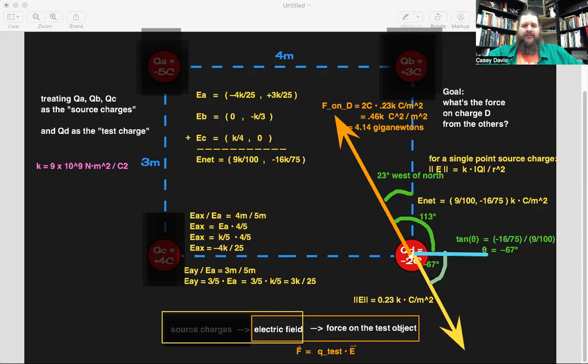Then once you know that, you can ignore the source charges and say the electric field itself creates a force on the test object. And again, what's really happening is all these charges are exerting forces on each other. But adding this extra step of the electric field, as the thing created by the source charges and also the thing creating a force on the test object, makes it so that we don't have to worry about the source charges anymore as soon as we find the electric field. Once you've got the electric field, you can ignore the source charges entirely. Any other questions on that?